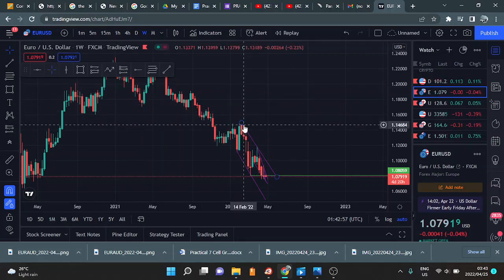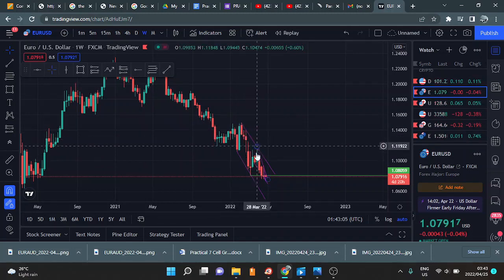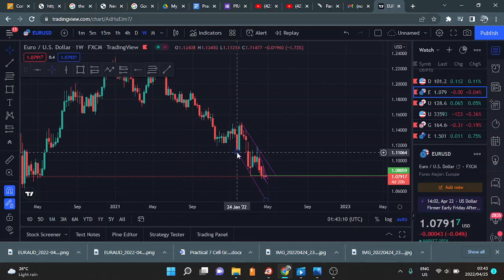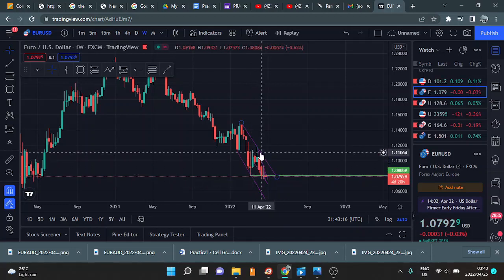kept on creating higher lows, lower highs and lower highs, which indicates that it's in a downtrend. As you can see again, it created lower lows and lower lows, which tells us that we're in a downtrend, which means the momentum is to the downside.